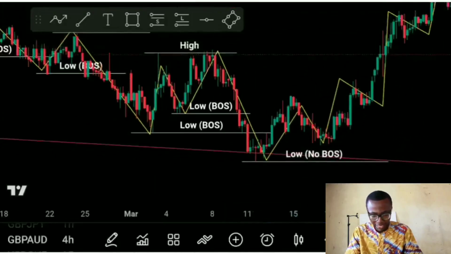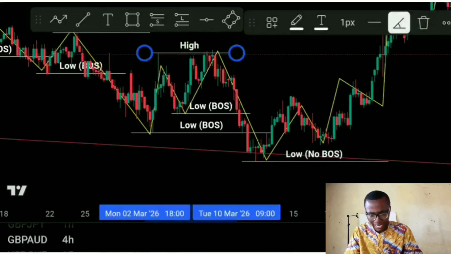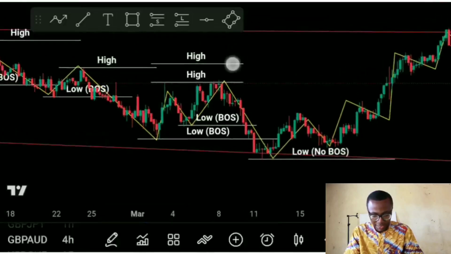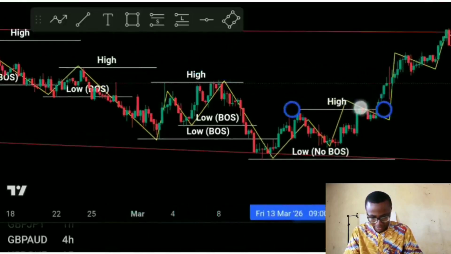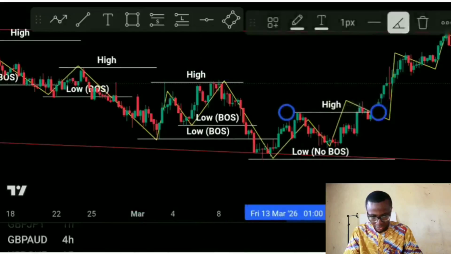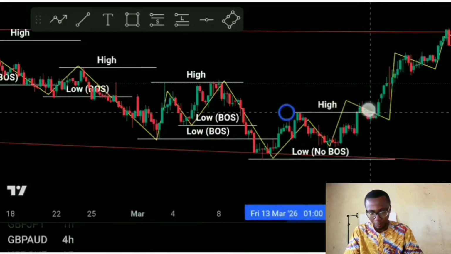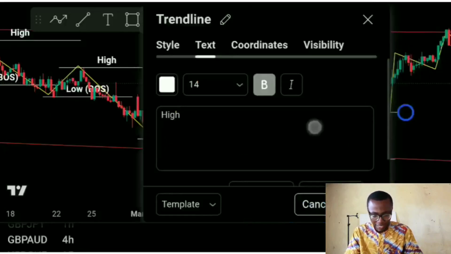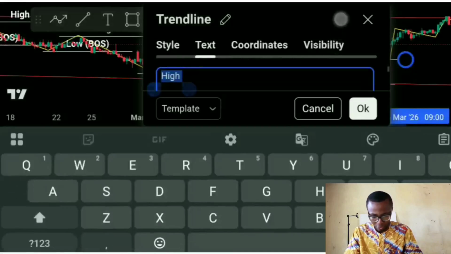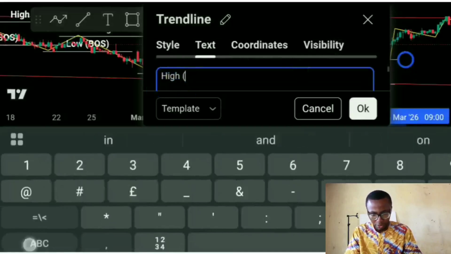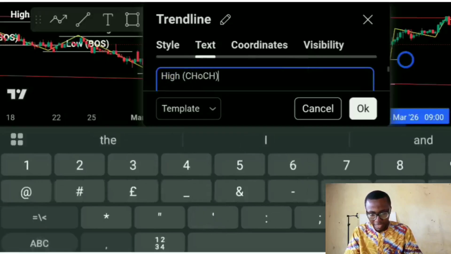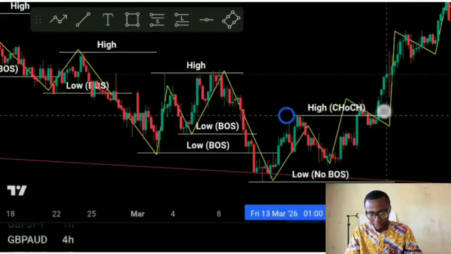But now look at this high. The candles broke the high, went up. When it breaks the high and goes up, that is when there's a breakout, right? And that breakout is what they call change of character. Look at it, broke it and went up. Are you seeing how it broke it and went up? So this high is now called what? Change of character. So whenever the high is broken, like we have explained, it's called what? Change of character.